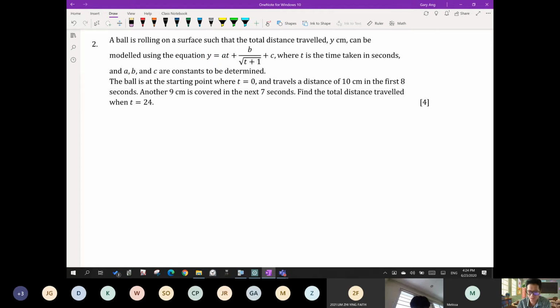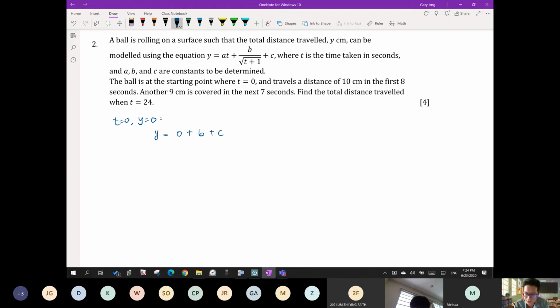All right, it's like a formula, right? And t is the time taken in seconds. Okay, so it's at the starting point means you haven't traveled anything. So the first thing that they're trying to tell you is that t equals 0, y is equal to 0. Put the information in, that's all. So you probably can guess that, oh, I'm going to get y equals 0 plus b plus c.